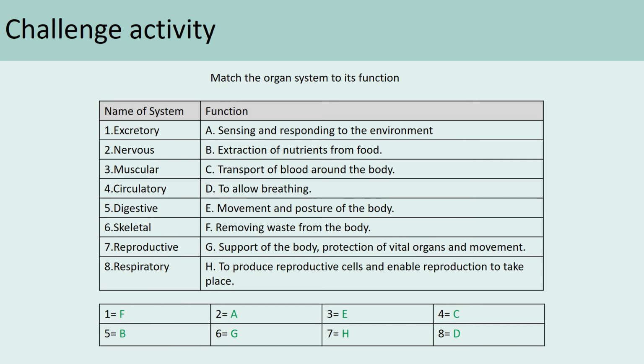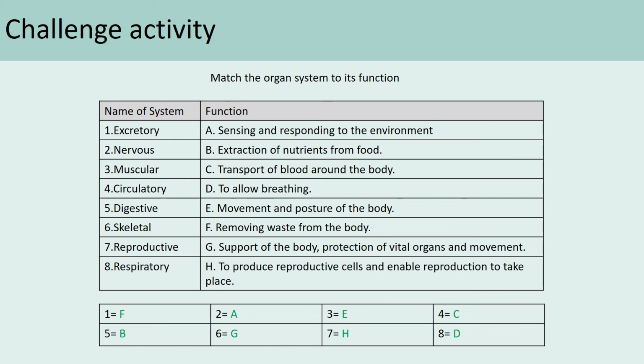So hopefully we got number 1, the excretory system. That is all about removing waste from the body. And that's not to do with feces. That's looking at other waste products, often excreted in things like urine. Number 2 is the nervous system, and that is for sensing and responding to the environment. So hopefully we've got 2A.